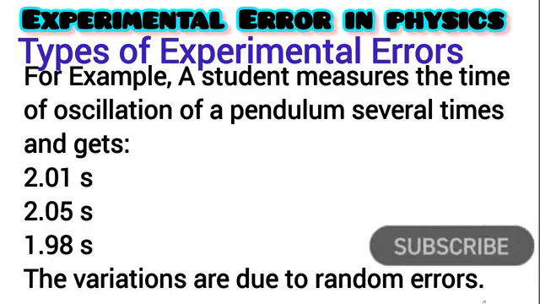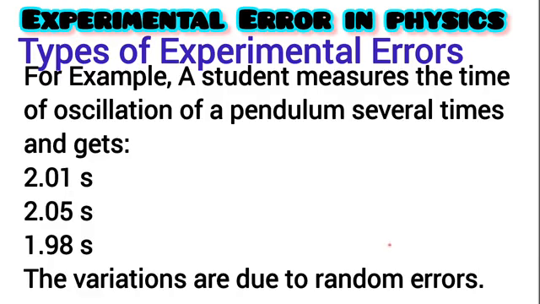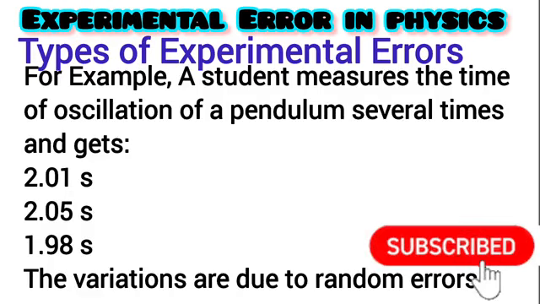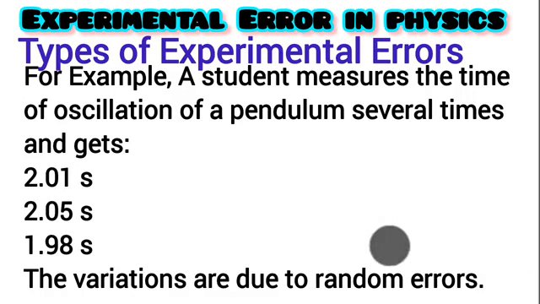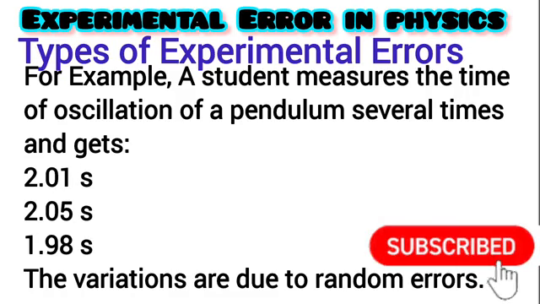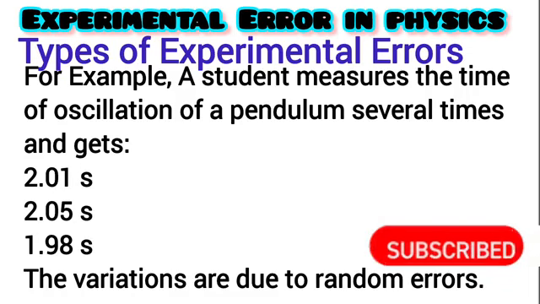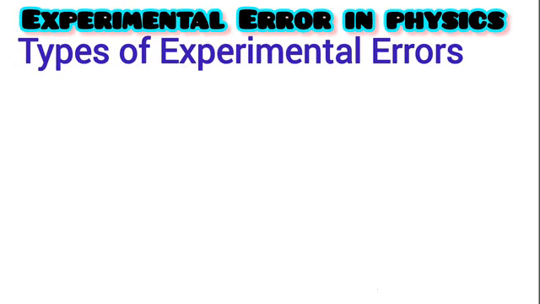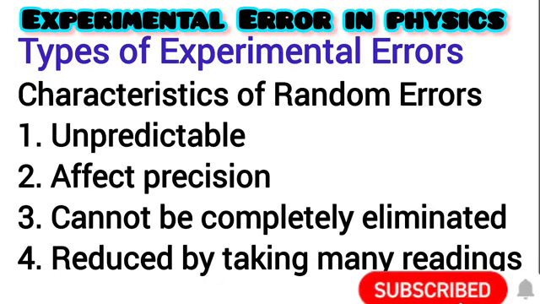For example, a student can measure the time of oscillation of a pendulum several times and get several values. This is as a result of variation in human reaction time. There is slight difference in reflex. You may stop the timer or even begin the timer at a fraction of a second too early or too late. Let's talk about the characteristics of random error.